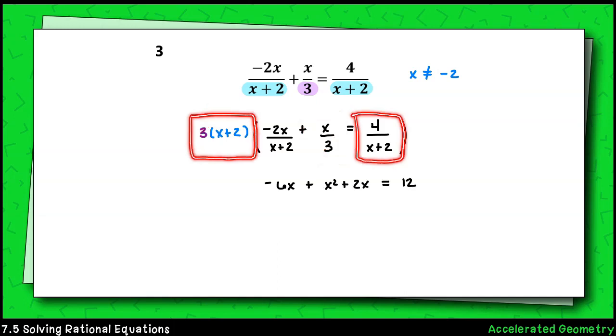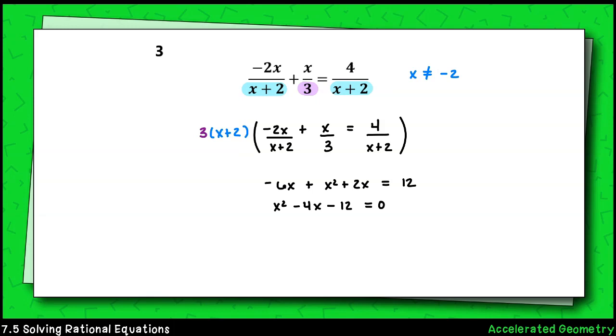Last, we have 3 times x plus 2 times 4 over x plus 2. Once again, that blue common factor of x plus 2 reduces down to 1. This leaves just 3 times 4, which is 12. Once again, I have a quadratic equation, so we'll bring all our terms together, set the right-hand side equal to 0, and solve by factoring. I have x squared minus 4x minus 12 equals 0. In factored form, I have x minus 6 times x plus 2 equals 0. This means that x equals 6 and x equals negative 2.